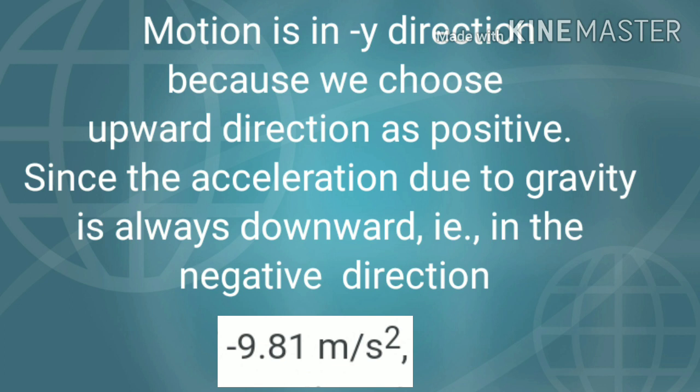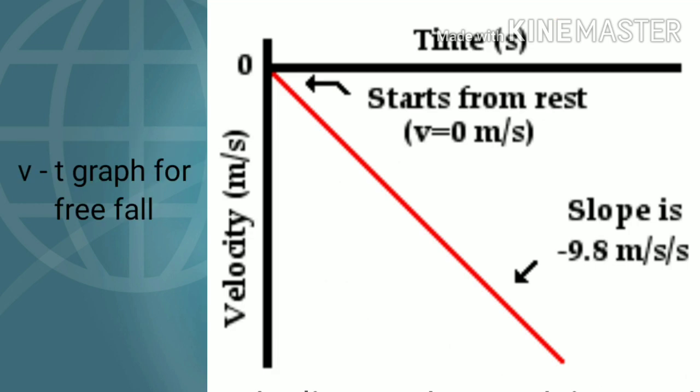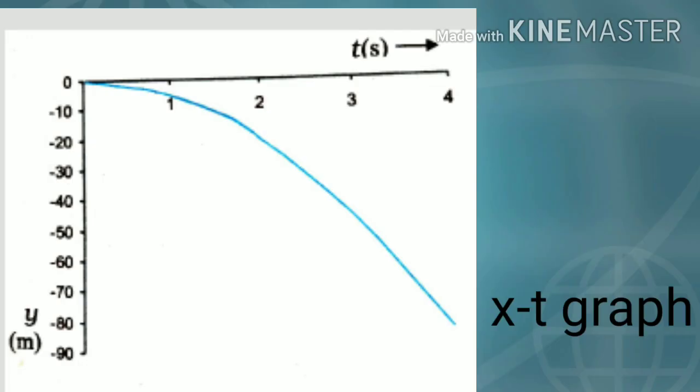You see that the motion is in the negative y direction and we choose the upward direction as positive. Since the acceleration is always downward, that is in the negative direction, g equal to minus 9.8 meter per second square. AT graph for free fall. Free fall is a case of uniform acceleration. So the graph shows that a equal to minus 9.8 meter per second square, that is constant. VT graph for free fall. Velocity changes uniformly with respect to time. XT graph for free fall. Nature of the graph is a curved graph.